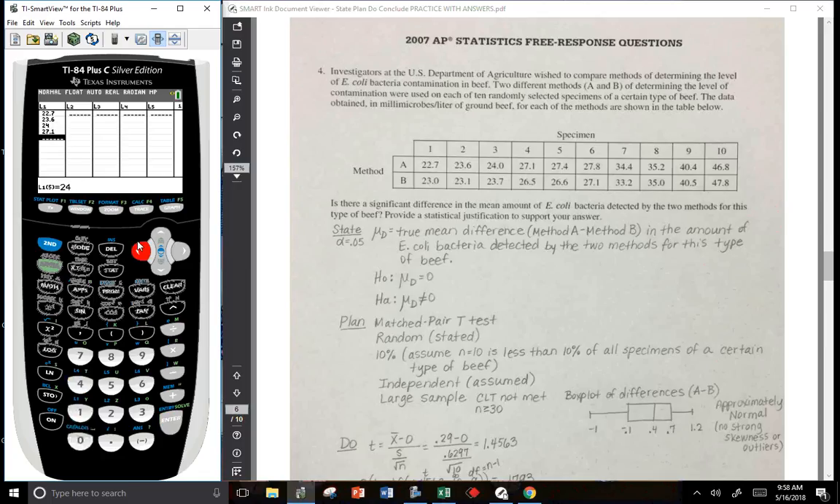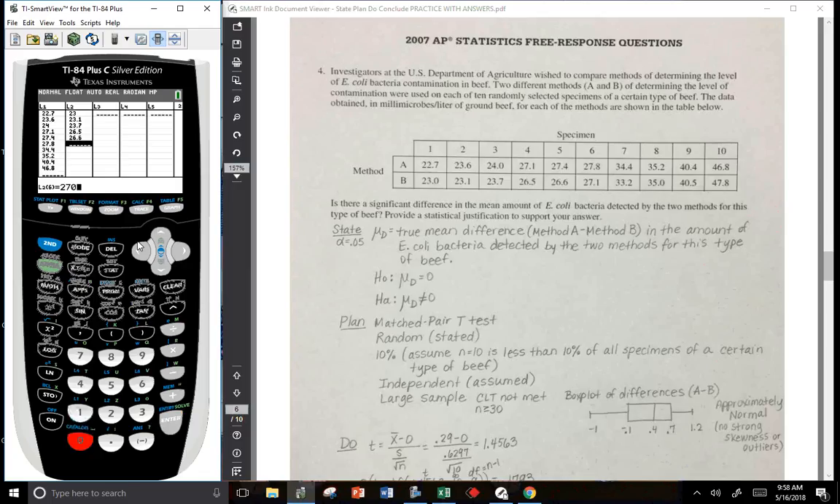Stat test, t-test this time. I don't have 2 samples, right? I have 1 sample that went through 2 treatments. Okay, so stat test, we do have data. What is our hypothesized mean? 0, because it's the mean difference. Okay, our data is in list 3 for this test, right? So make sure you change that list to L3.